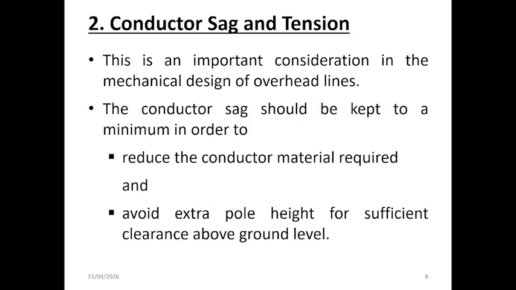In addition, excessive sag would require taller support structures to maintain adequate ground clearance, which increases construction expense. However, sag cannot be reduced indefinitely, because decreasing sag results in higher tension in the conductor, which may lead to mechanical failure. Therefore, a proper balance between sag and tension is essential to ensure safety, reliability, and cost-effective transmission line design.